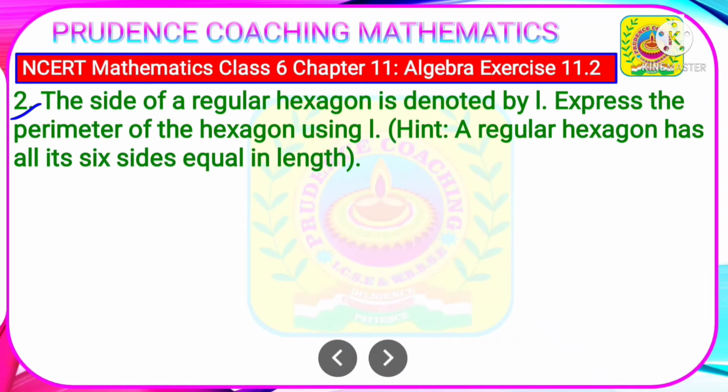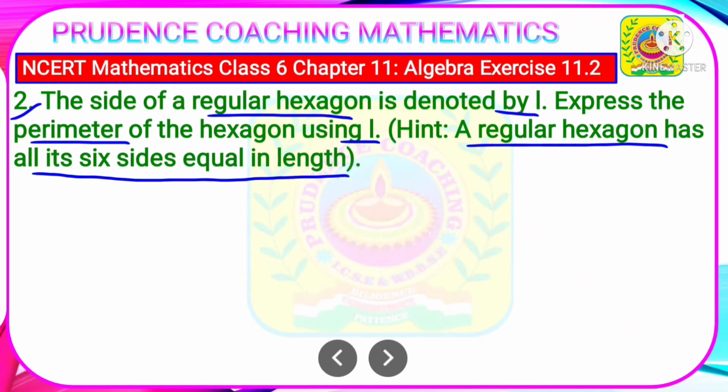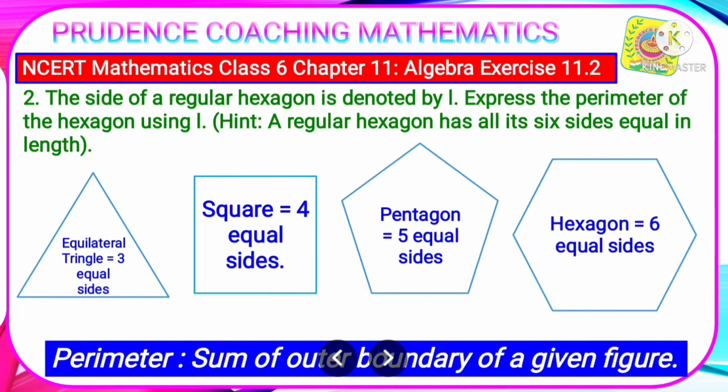The side of a regular hexagon is denoted by L. Express the perimeter of the hexagon using L. Hint: a regular hexagon has all its sides equal in length. So let us find the solution.